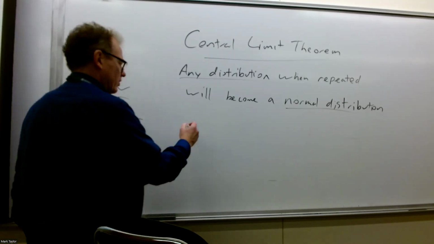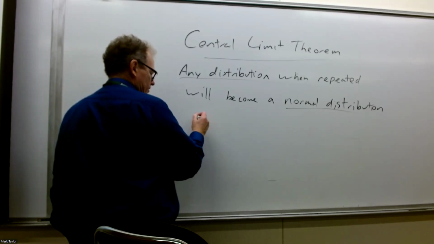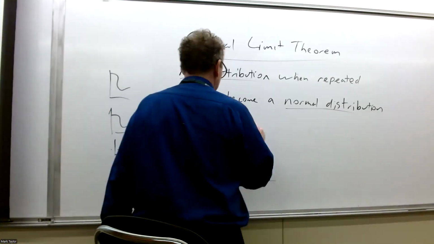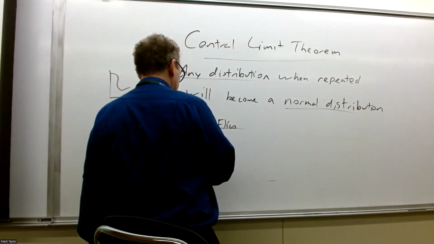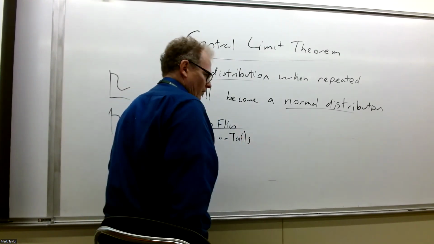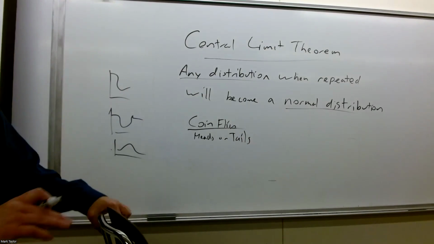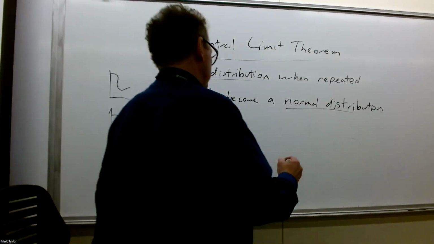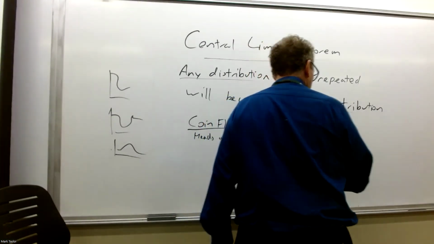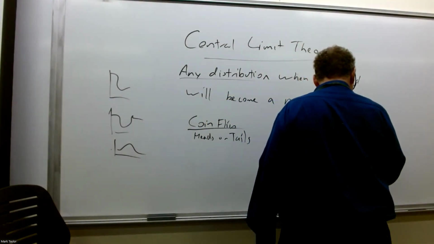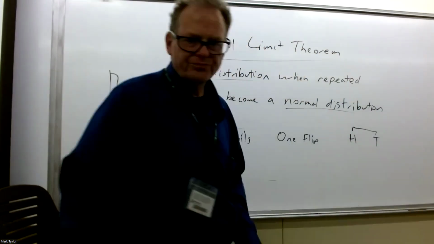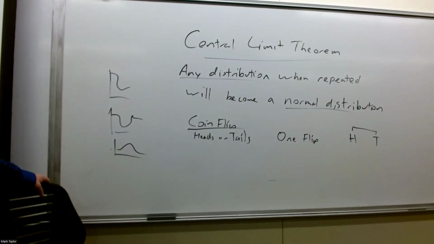And for instance, let's do a coin flip. Coin flip is a binomial, heads or tails. So coin flip will have heads or tails. Flip a coin. It's a binomial, and if there's one flip, you will have two possibilities. It could be a head, or it could be a tail. So one flip, you'd have a head or a tail.